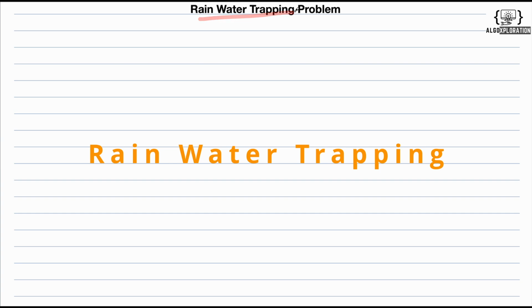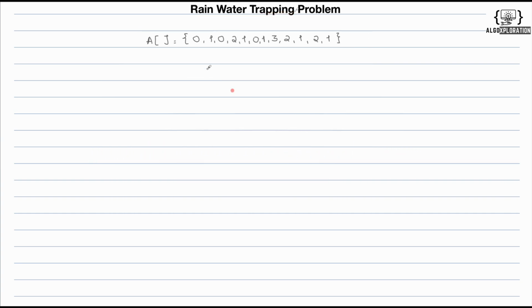In this lecture we are going to see the famous problem called the rainwater trapping problem. Here we are given an array. The elements or values represent the height of the buildings. So this 2 represents a building of height 2. If we represent it graphically, the array will look like this.